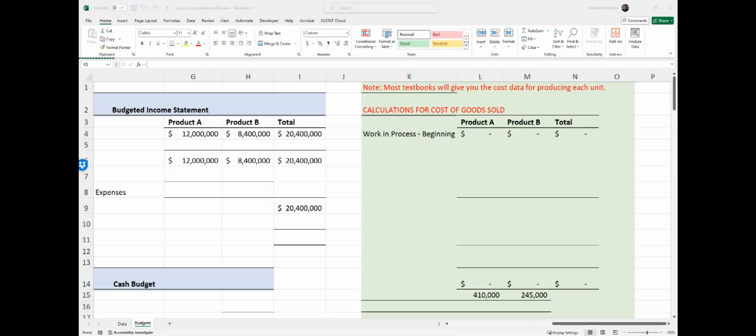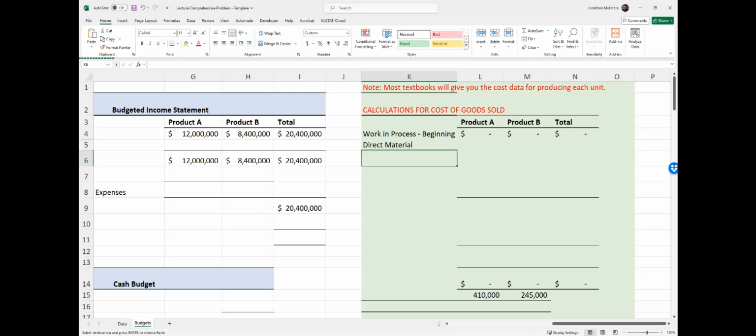And then the next part that we're going to work on is our direct material. With our direct material, we know we had direct material at the beginning, and raw material that we purchased, and we also had raw materials there at the end. The bottom line is that we want to know how much raw materials were used in production. So let's go and get that information. Let's start with raw material at the beginning.